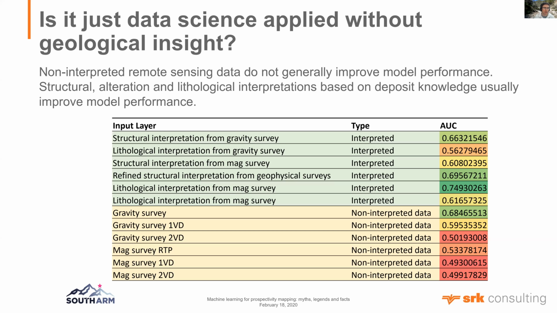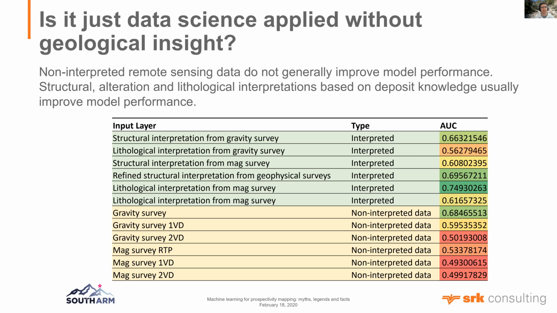A very good example is the lithological interpretation from the MAG survey. It's a geologist who does this interpretation. This has an AUC score of 0.75. This is the best among all of these datasets, while when you look at the MAG data by itself, it's close to 0.5. It's useless. So you need a geologist. You need someone who understands the deposit type, who understands what you're looking for, and who is able to make a good interpretation of this data to provide something that's reliable and useful to the model.